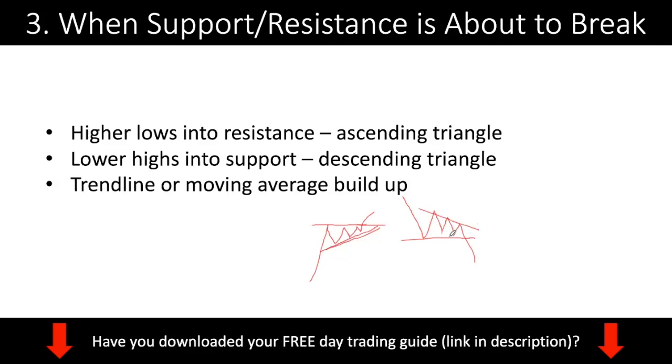So you want to look for an ascending triangle or descending triangle, depending on whether you're trying to buy or sell. The next thing you want to look for is a trend line or moving average buildup. I'll explain this in greater detail through the examples that I have prepared for you.